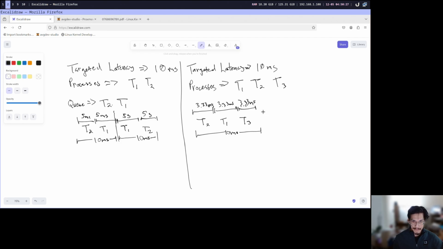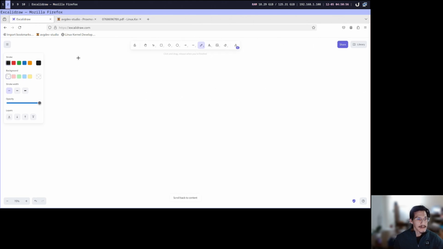Okay? So that's one round of running. And then again, T2, T1, and finally T3 for 3.33, 3.33, 3.33, and that reaches the target latency. And then we do the same thing onwards, right? Now suppose what I just read, its target latency again is 10 milliseconds.